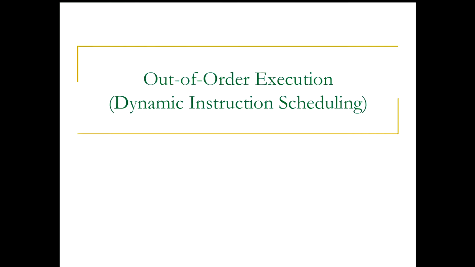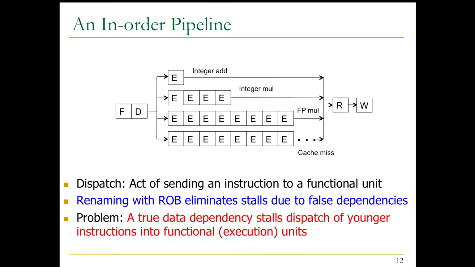Okay. So let's move to out-of-order execution. Basically, this is the pipeline that we've built so far. And I remind you, dispatch is the act of sending an instruction to a functional unit. This is an in-order pipeline still.